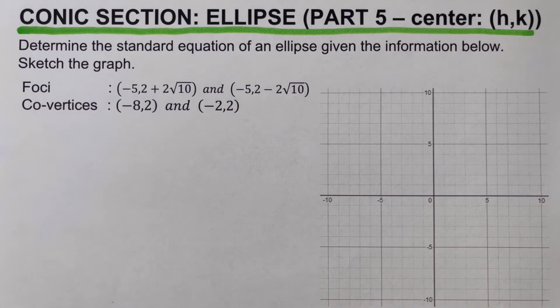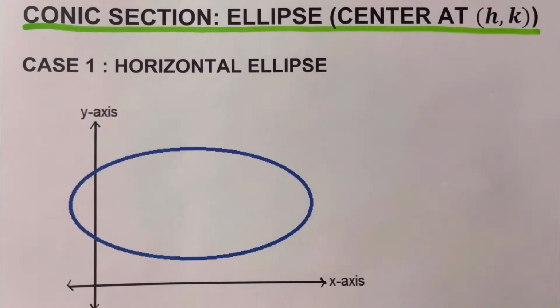Before we go over this example, let's have a review on the parts of an ellipse and the two cases of an ellipse with center at (h, k). Please remember that these are the parts of every ellipse. The first part is the center. For this case right here, this is not at the point of origin. Our center is at (h, k).